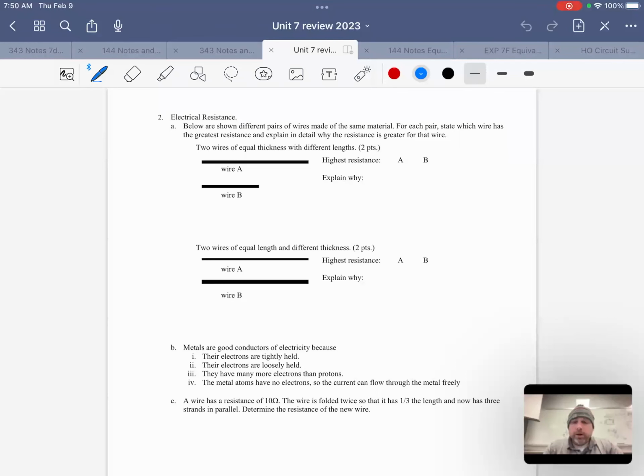All right, everybody. This is the second question. Sorry, I'm getting to this a little bit later, but we'll finish these off. So this one's all about resistance.